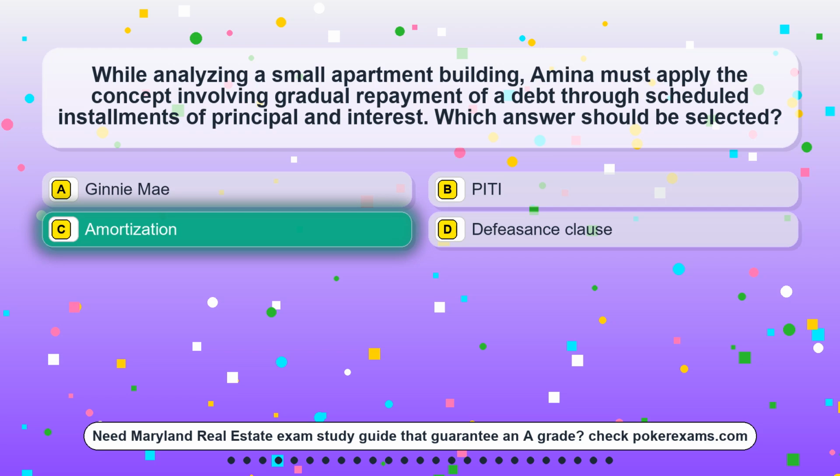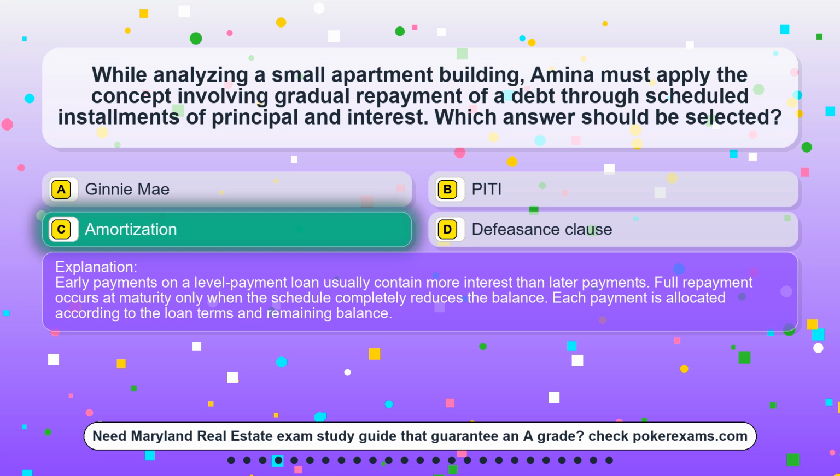The correct answer is option C, amortization. Early payments on a level-payment loan usually contain more interest than later payments. Full repayment occurs at maturity only when the schedule completely reduces the balance. Each payment is allocated according to the loan terms and remaining balance.